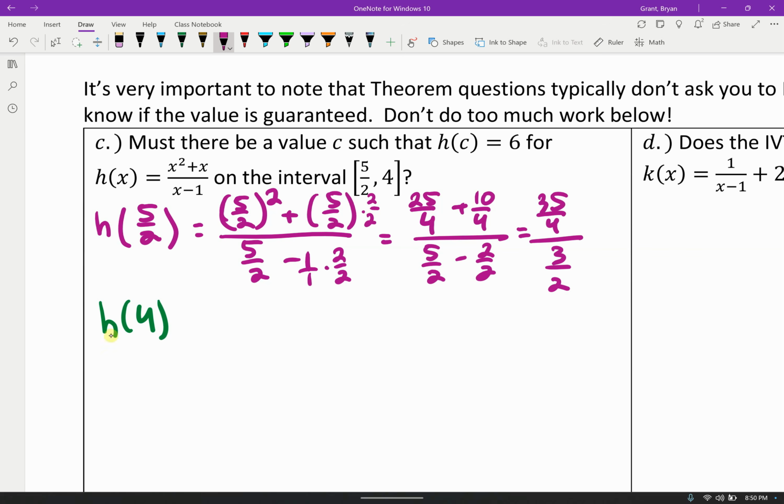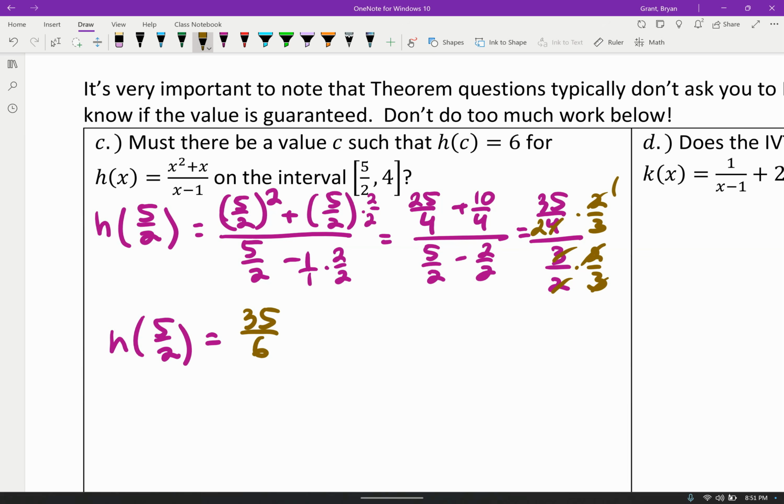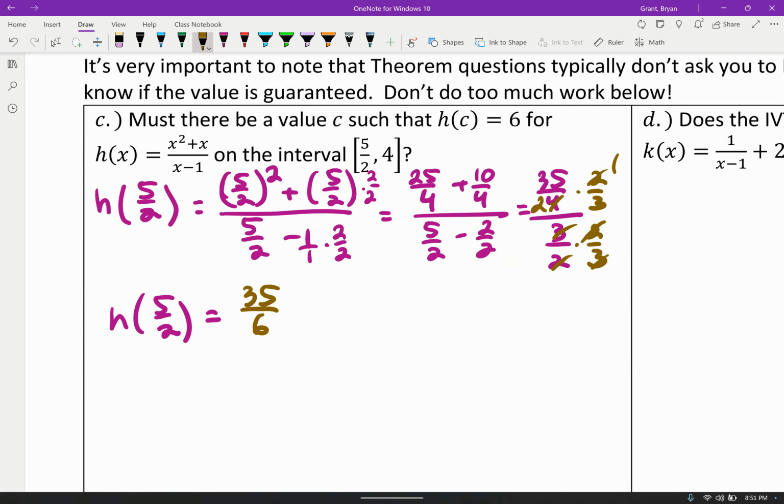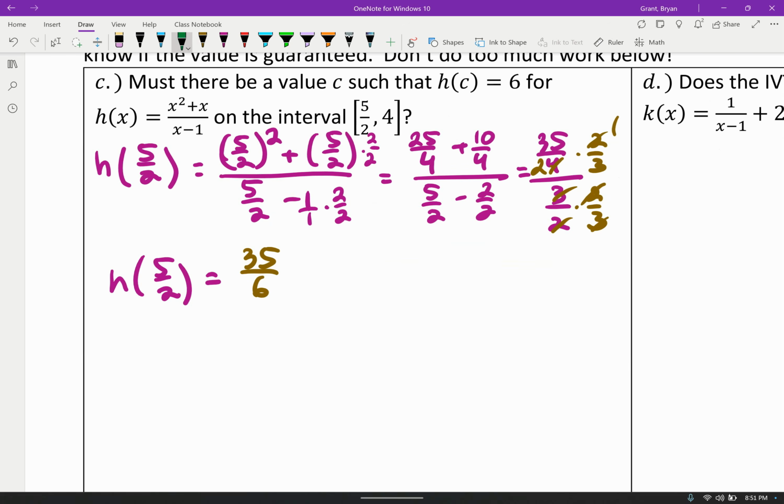Shouldn't have done h of 4 yet. Awkward. H of 5 halves then, let's do that algebra 2 trick and multiply by the reciprocal. It's kind of like a version of skip flip multiply. Before I divide those, we can cross reduce to get here. I'm looking at 35 sixths. Okay, that one's pretty good. Now let's try h of 4 and pray that that one looks a little nicer.